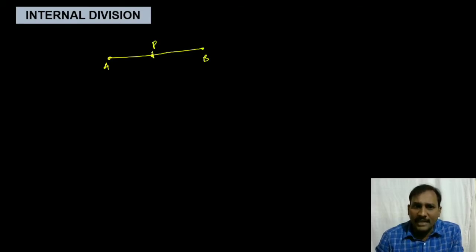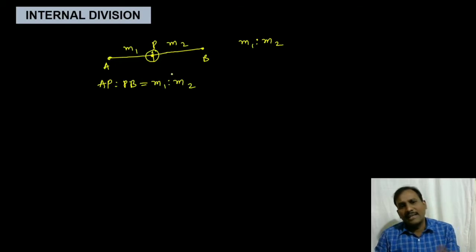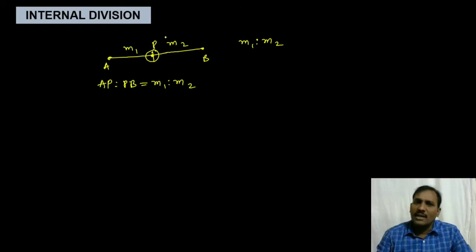What is internal division? Suppose you have 2 points A and B, and there is a point P in between A and B. Then P is dividing AB in some ratio, let us say M1 and M2. That is AP is to PB is equal to M1 is to M2. So when a point is in between A and B and it is dividing AB in some ratio, then we say that P is dividing AB internally. That is called internal division.